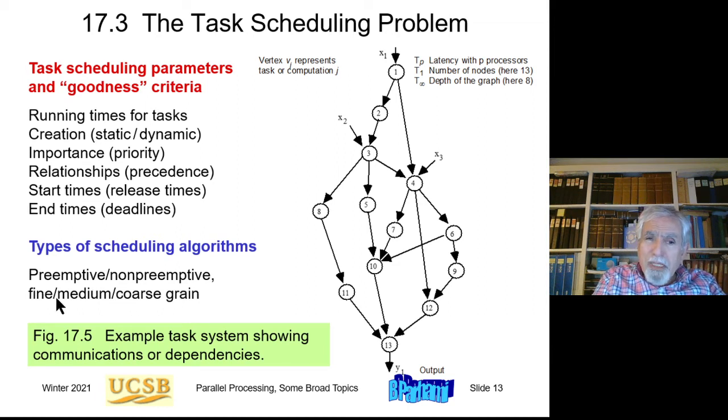And then scheduling can be done at fine grain, medium grain, or coarse grain. At fine grain, in this task graph, each of these tasks may be a very small amount of computation. In the extreme, each of these can be an instruction. So these can be instructions being executed and their dependencies, data dependencies.